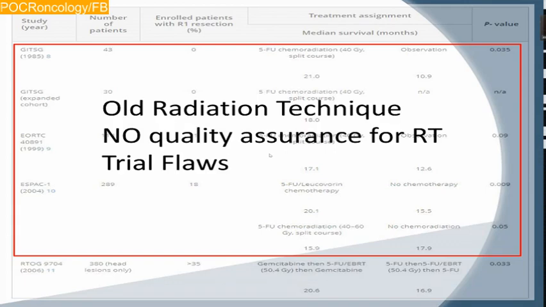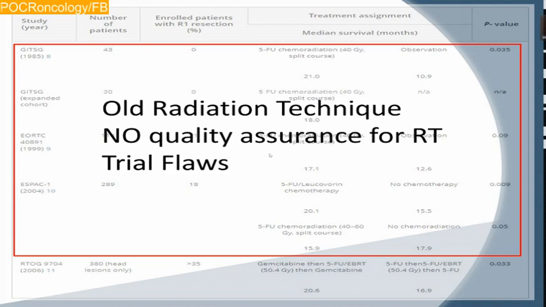The three trials on which we based our decision do not represent current practice at all. The radiation technique used is 40 gray split course. No one on Earth will use this anymore. We cannot imagine in our generation somebody using this kind of radiation. The dose is not effective. Splitting the dose is harmful in radiotherapy.